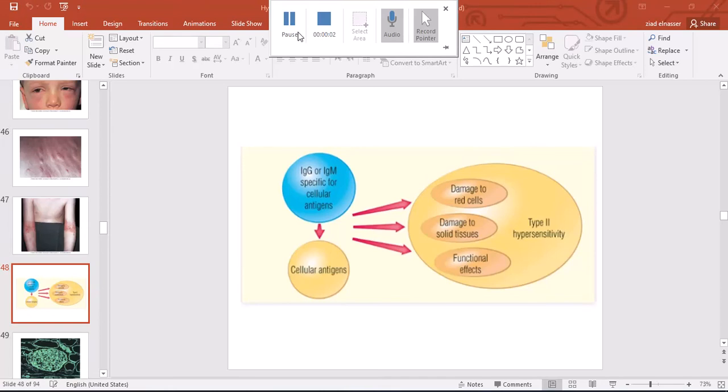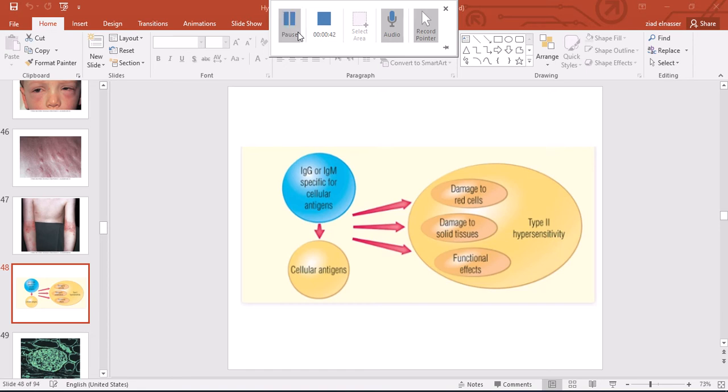Good evening, everybody. Now we have finished the type 1 hypersensitivity reactions, which, if you remember, we called the anaphylactic type or the IgE mediated type, and all the diseases that are involved, including the immune mechanisms. It is so important to remember that it is the IgE mediated immune response.